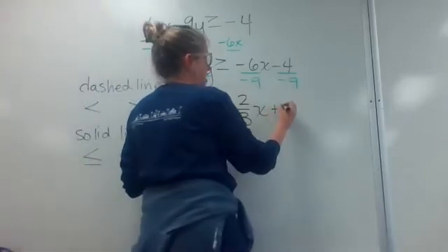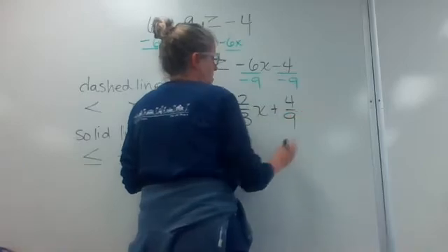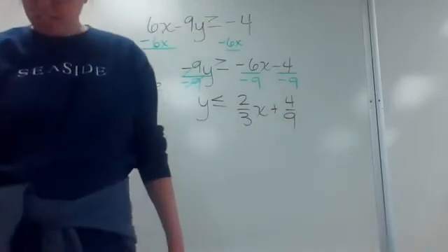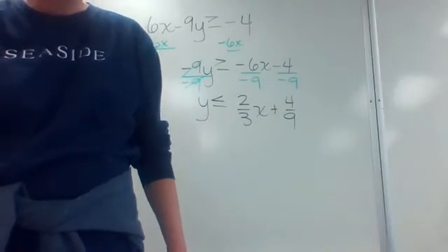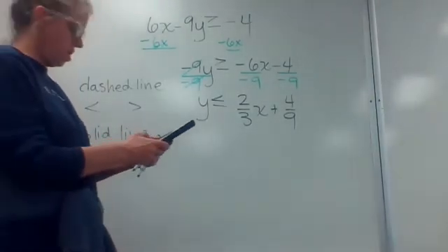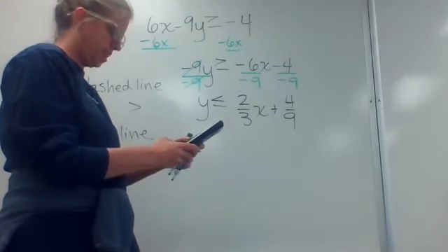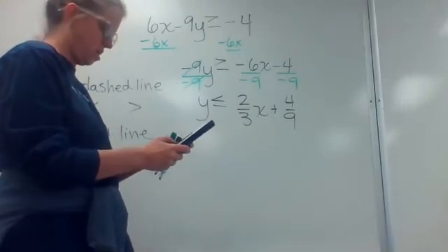Again, negative over a negative is a positive 4/9, and that one doesn't reduce. So go to your y equals, put in 2/3 x plus 4/9.